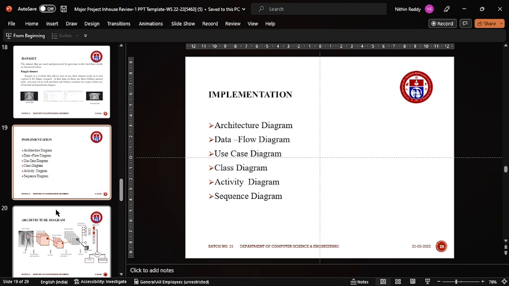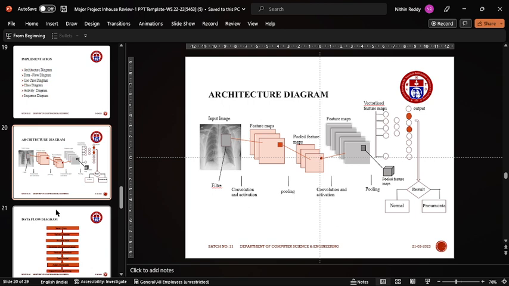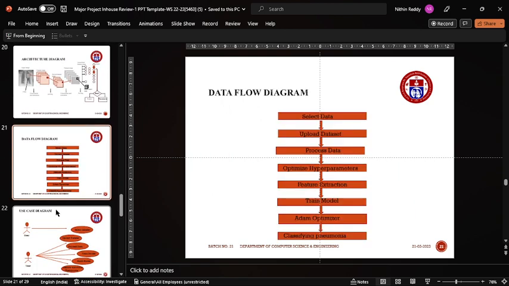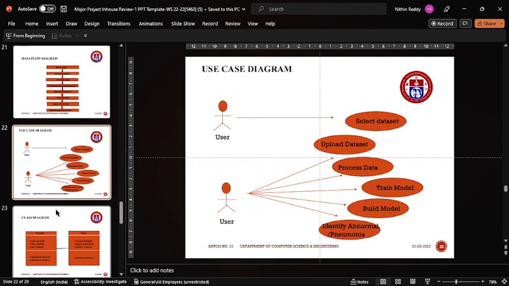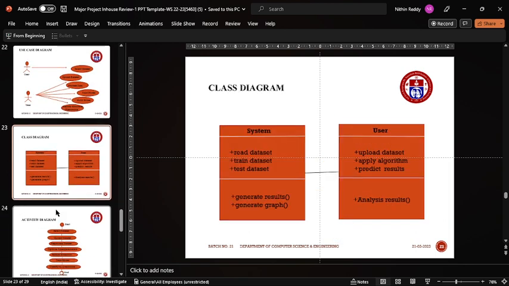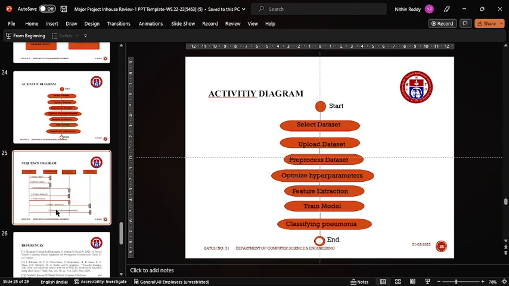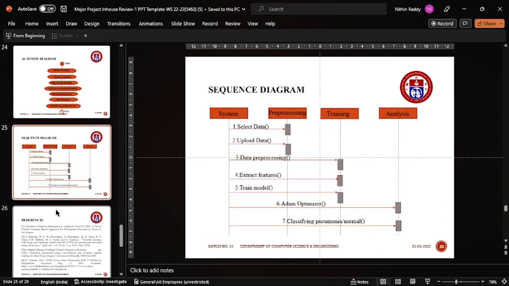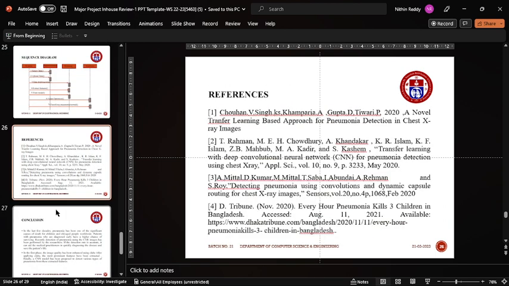Implementation. In implementation, we have the architecture diagram, data flow diagram, use case diagram, class diagram, activity diagram, and sequence diagram. This is the architecture diagram. This is the data flow diagram. This is the use case diagram. This is the class diagram, this is the activity diagram, and this is the sequence diagram. And finally, these are the references.